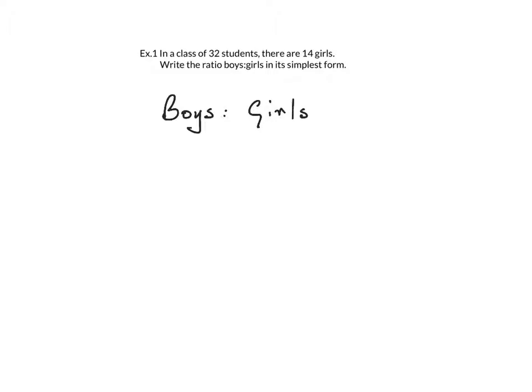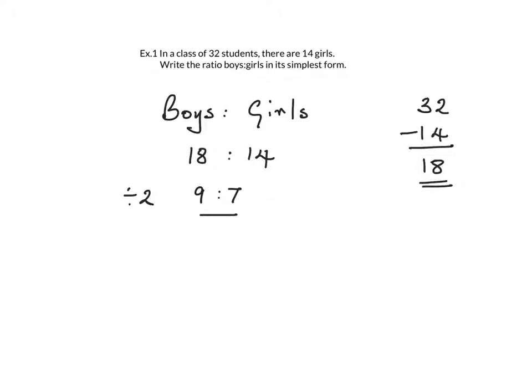Now, we have 32 students. 14 of them are girls. If we subtract 14 from 32, we have 18. So there are 18 boys. The ratio then is 18 to 14. Both of these numbers can be divided by 2. So in its simplest form, the ratio of boys to girls is 9 to 7. We should always give a ratio in its simplest form.